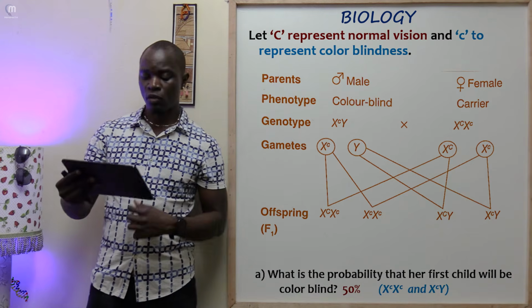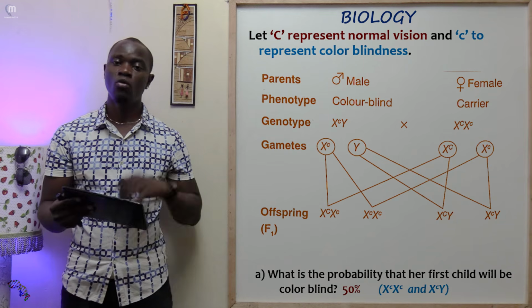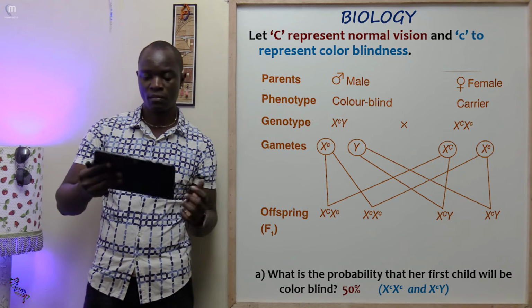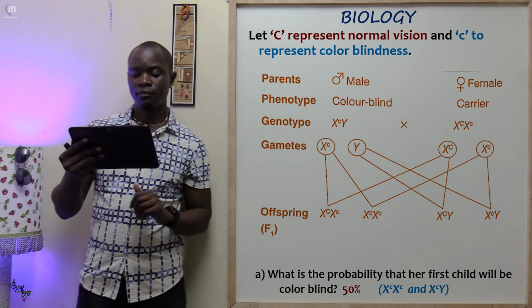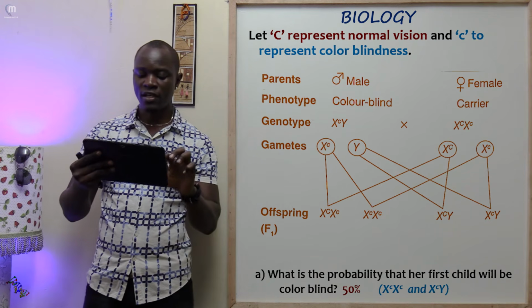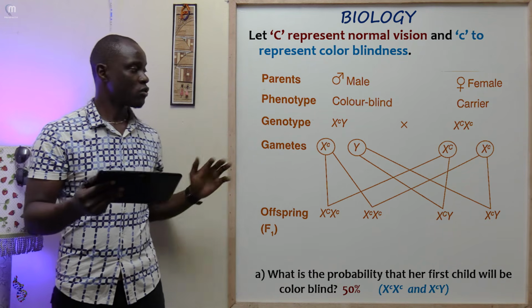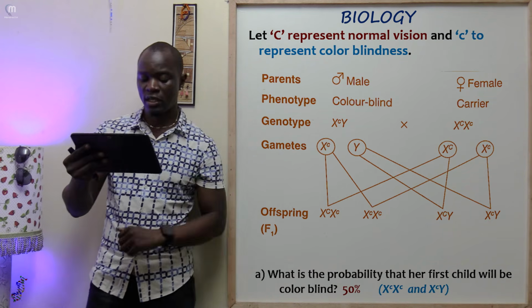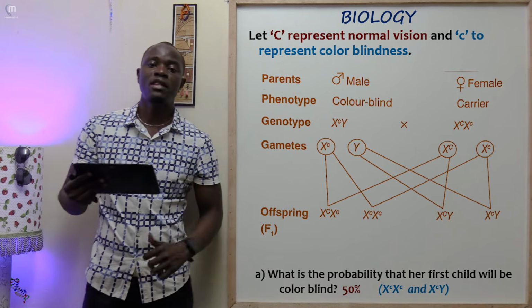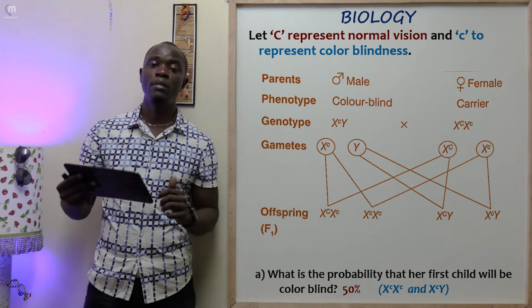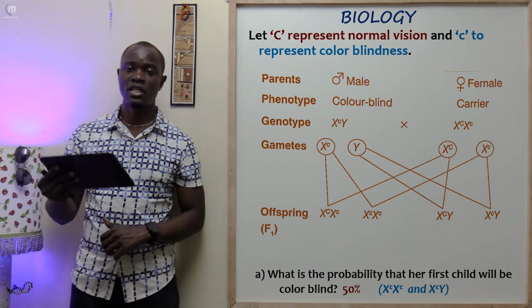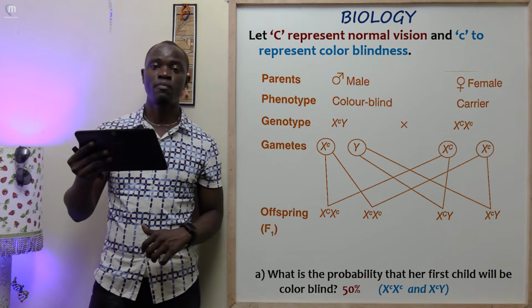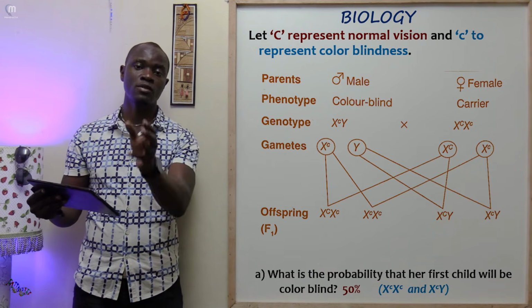Let's get back now to the question, now that we have understood what color blindness is. Remember the question was asking, what is the probability that a first child will be colorblind? As you can see, that is the genetic cross. So the probability that the first child will be colorblind will be 50%. If you look at the offspring in the genetic cross, you can see that the first offspring, XX, remember it's females, XY is males.